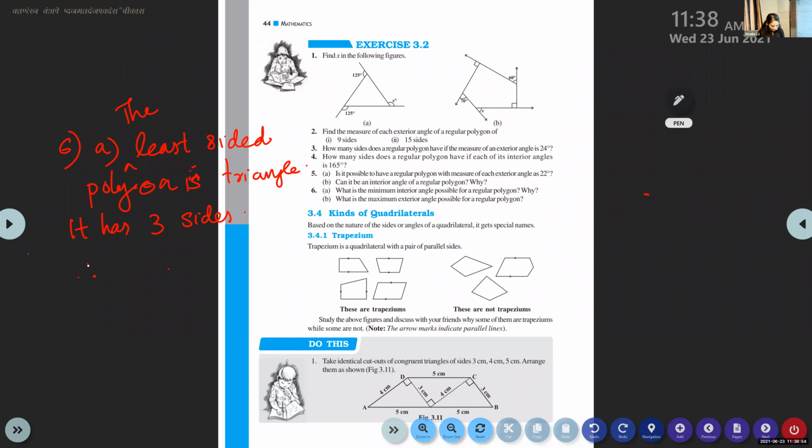Minimum angle. We can write minimum angle, right? So, the minimum interior angle possible. Ma'am, I wrote therefore. No problem. Therefore, minimum interior angle possible is 180 divided by 3, equal to 60 degrees.